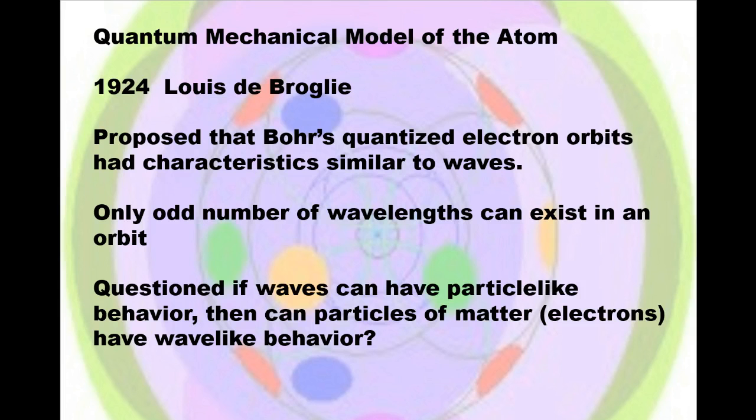So in 1924, Louis de Broglie proposed that Bohr's quantized electron orbits had characteristics similar to waves. Now keep in mind that everything that I am talking about here was backed up with experimentation, but we're just not going through the actual experiments that led to all of these different thoughts. He also said that only an odd number of wavelengths can exist in an orbit. So we questioned, if waves can have particle-like behavior, then can particles of matter, the electrons, have wave-like behavior? So that was the big question.